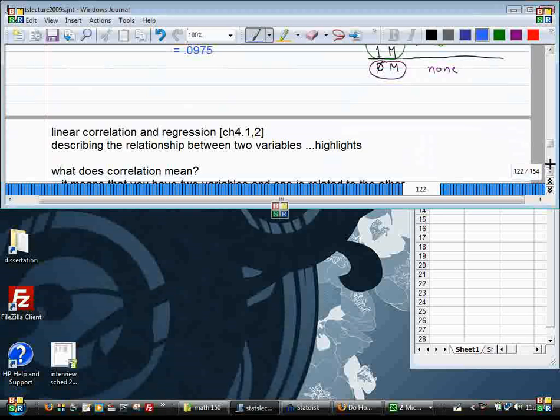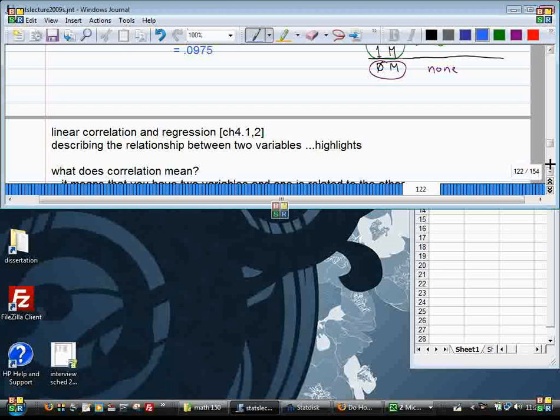When you look in the book, you're going to see these long formulas and calculations. We're not doing that stuff. That's the first thing. Yeah, that's the only thing.